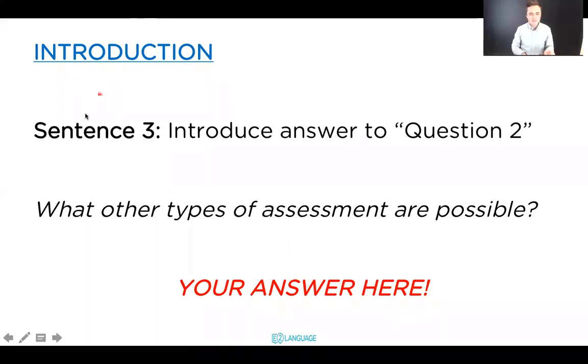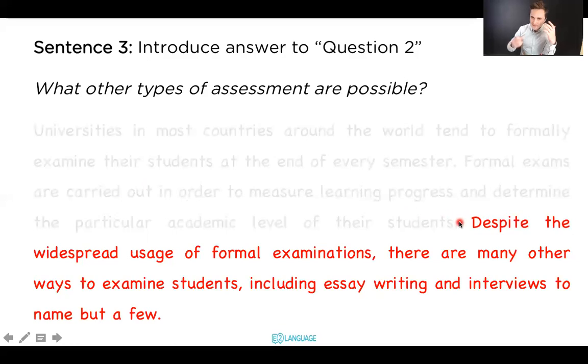Well done. Precisely. So when I say to you, I'm standing next to you, there's no difference except you just have to speak formally. I say, hey, what other types of assessment are possible? And you say, Jay, there are many different alternatives to whatever you wrote. This is what I wrote. Well, it's a little bit flowery. Despite the widespread usage of formal examinations, there are many other ways to examine students, including essay writing and interviews, to name but a few. I've simply answered that question.